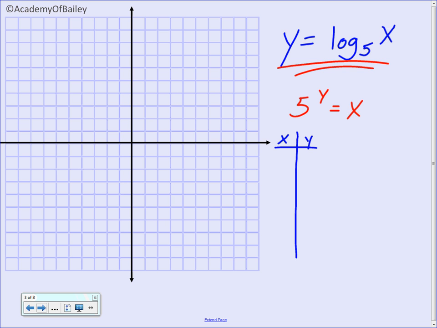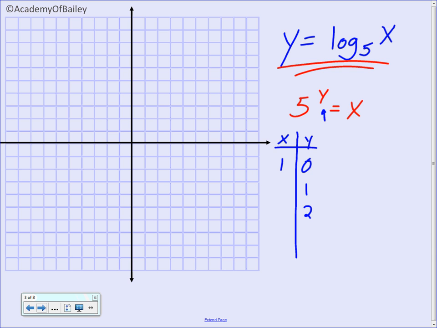Now you want to be real selective, real thoughtful in what values you pick, because say we want to pick 1 for x, which we're not going to, but if you want to pick 1 for x, 5 to what power is equal to 1? That one is actually pretty easy. 5 to the 0 power is equal to 1. What about if we pick 2? 5 to what power is equal to 2? And then that one gets a little more difficult. So actually, it might be better just to plug values in for y.